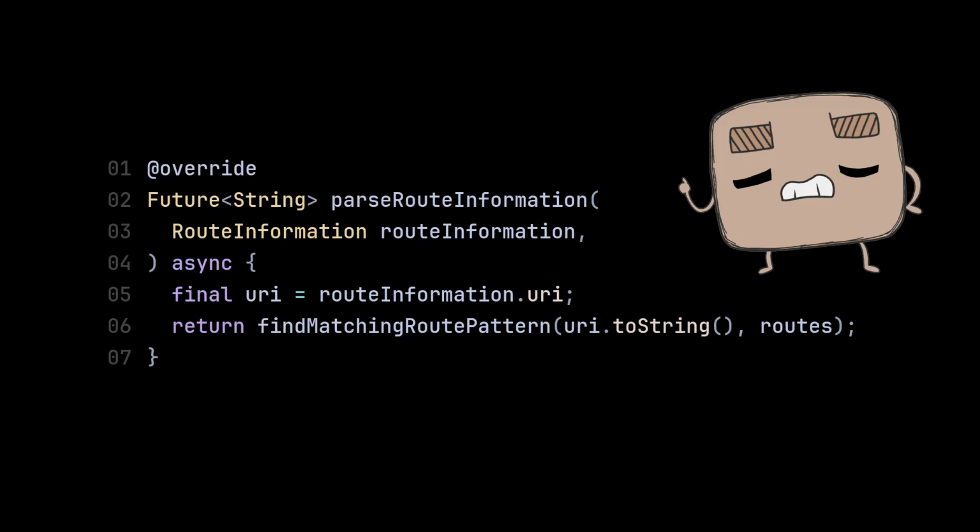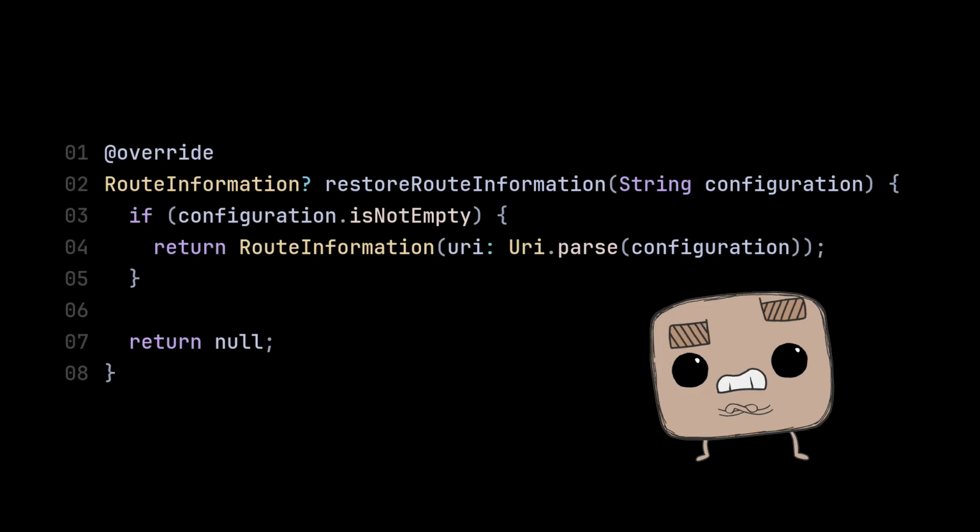The parse route information function handles the path where a user types in a new URL or uses a deep link. The goal of this function is to convert the URL into the state that we use for navigation. In our case, the state is a string, hence the return type, and it needs to be one of the user-defined routes. I wrote a helper function called findMatchingRoutePattern that looks through available routes and returns the string value if it's there, or returns a 404 if it's not.